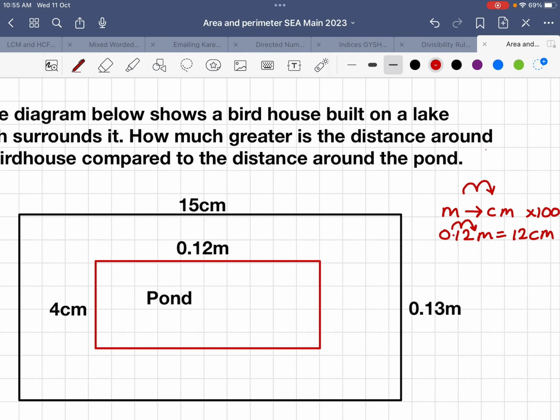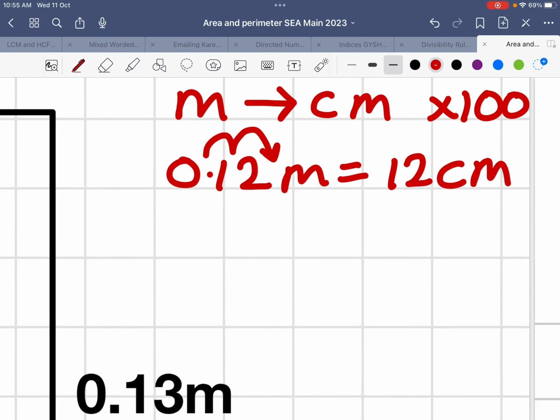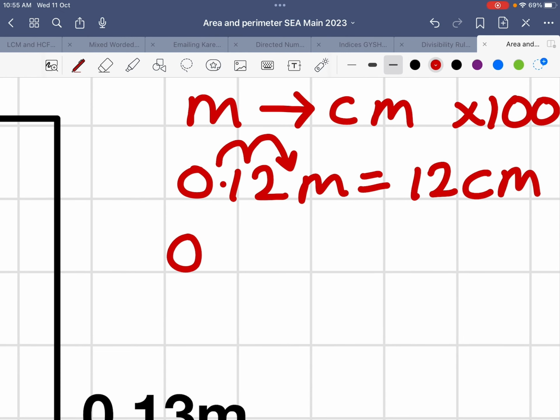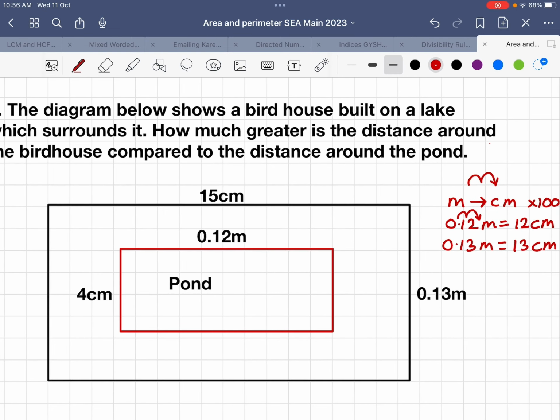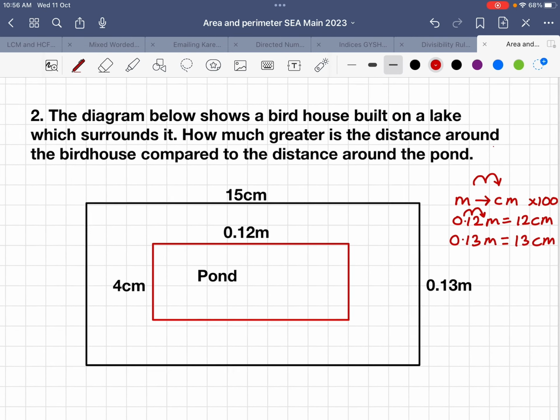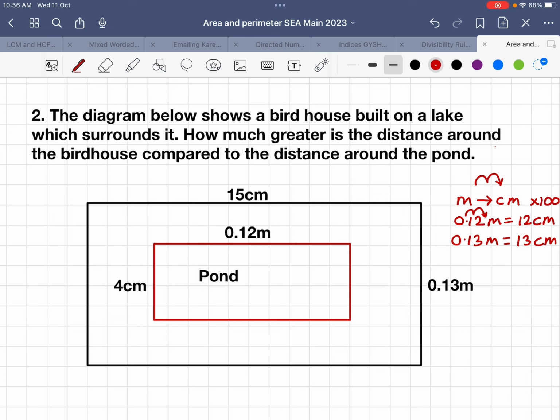And likewise, 0.13 meters, who can tell me what that will be? Yes, 13 centimeters. Good. So now we can work out the question better.